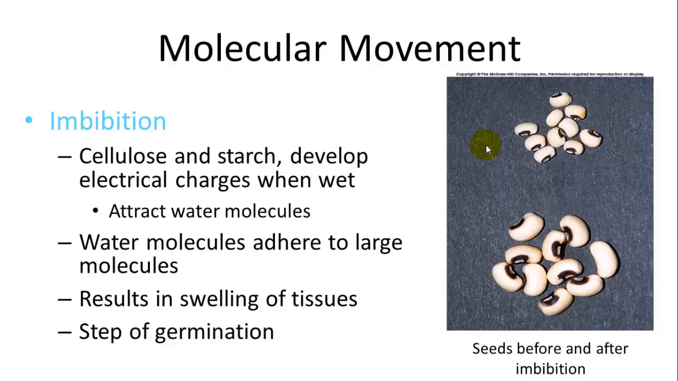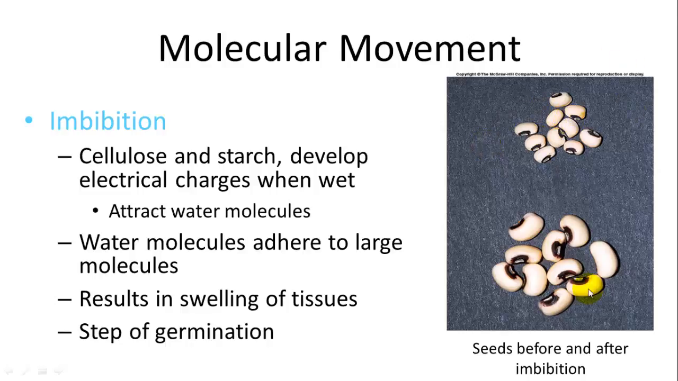So there is another process in seeds where water will basically impregnate or imbibe the cells, imbibe the seeds. So what happens here is cellulose and starch develop an electrical charge when they are wet, and that will cause water then to diffuse into the seed, and those water molecules will then adhere to other larger molecules and negatively charged proteins, and that will result in the swelling of the tissue.